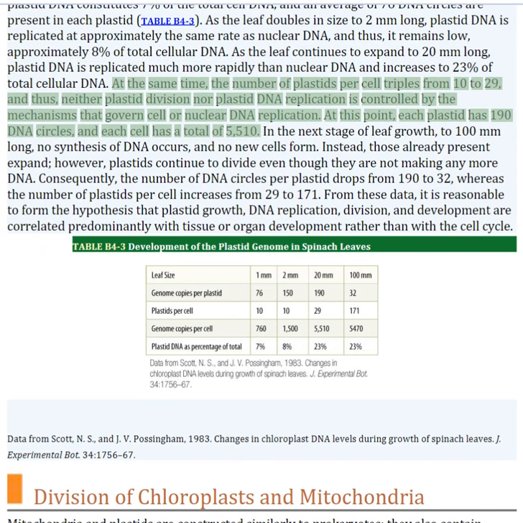At the same time, the number of plastids per cell triples from 10 to 29, and thus, neither plastid division nor plastid DNA replication is controlled by the mechanisms that govern cell or nuclear DNA replication. At this point, each plastid has 190 DNA circles, and each cell has a total of 5,510.